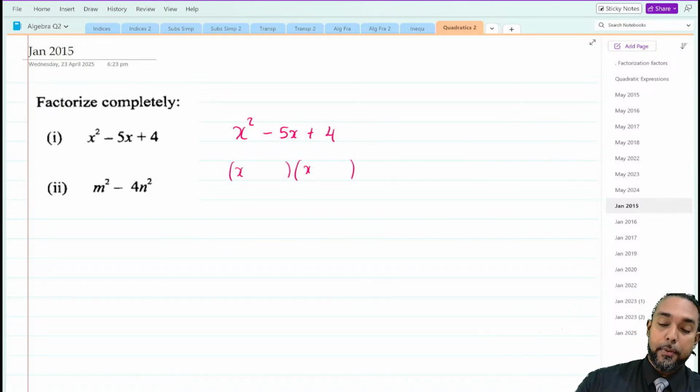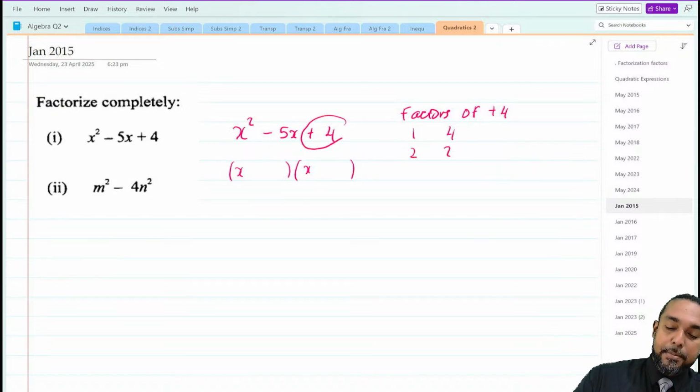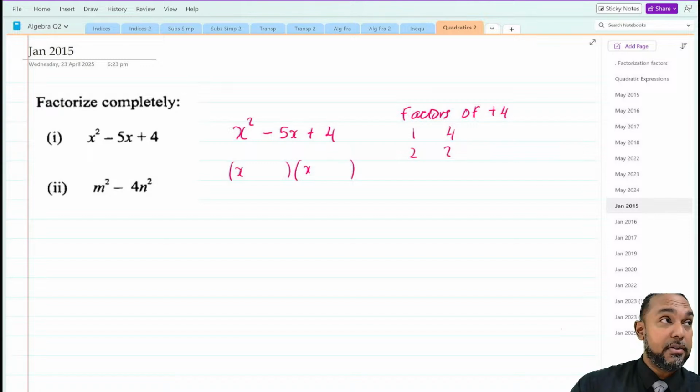Now, what we saw just now, the two numbers we're looking for will have to multiply to give us +4 and add back to give us -5. So again, what we do is we look for the factors of the constant, the term independent of x. So 4, what are your factors of 4? 1 and 4 and 2 by 2. Now, because it's a positive product that comes from two factors, we know both factors have to have the same sign. They're either both going to be positive or both going to be negative.